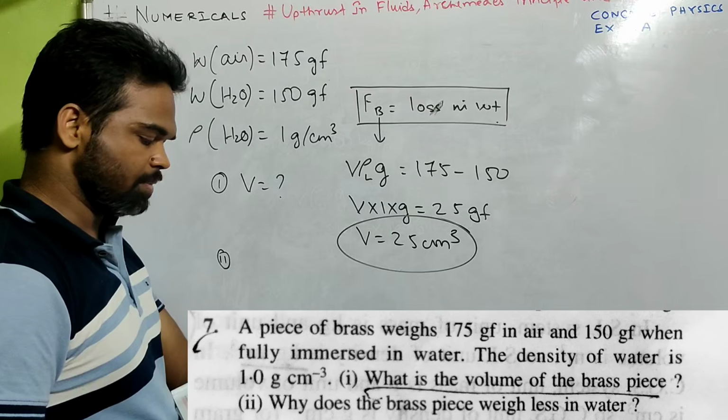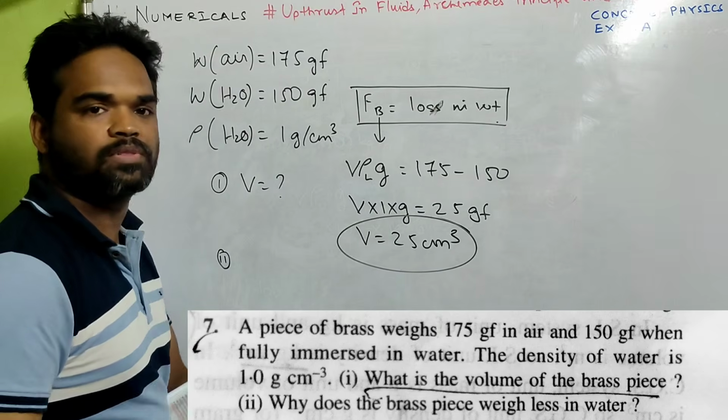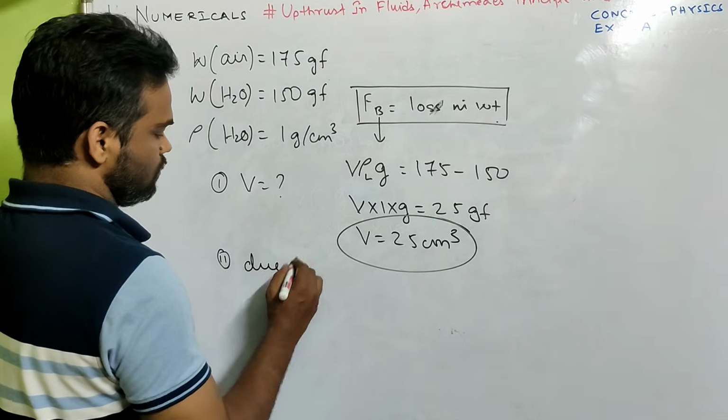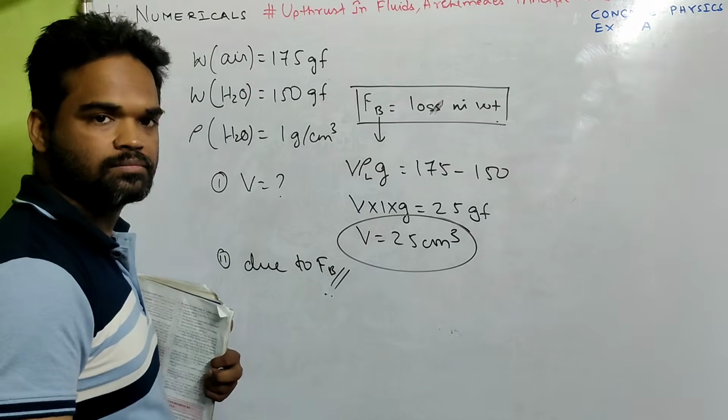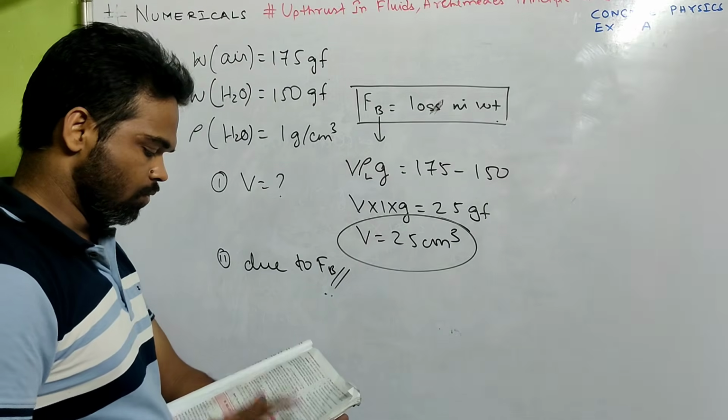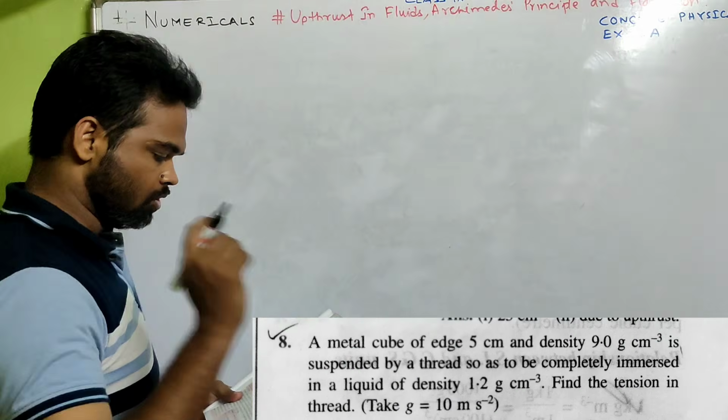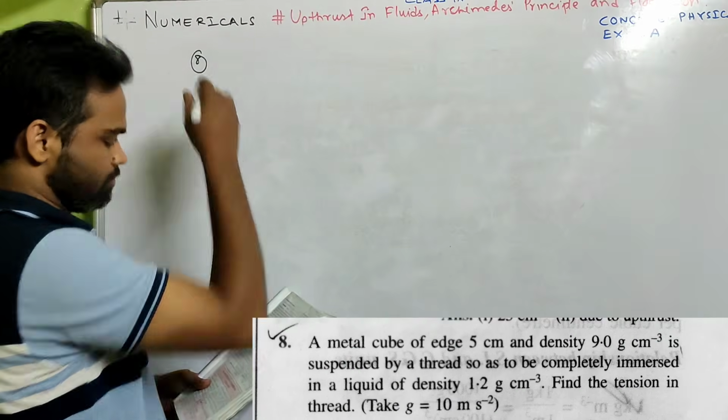Number 2. Why does the brass piece weigh less in water? Of course, due to upthrust. Due to upthrust, it weighs less in water. Done. We'll do number 8. Now look at number 8.